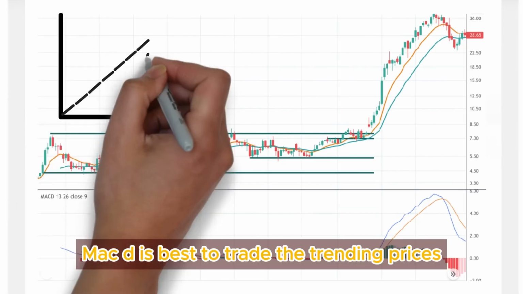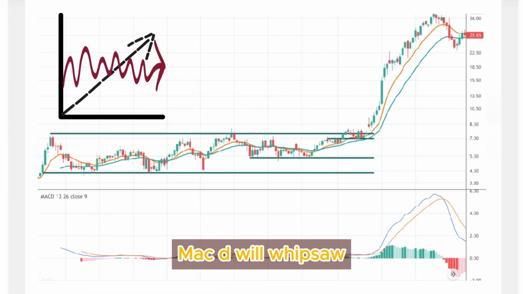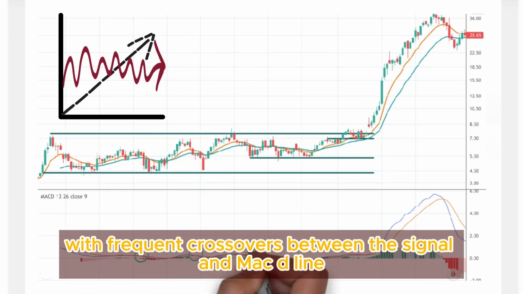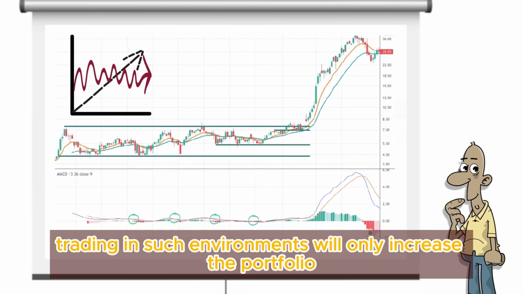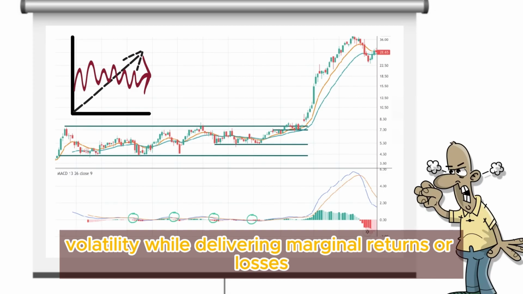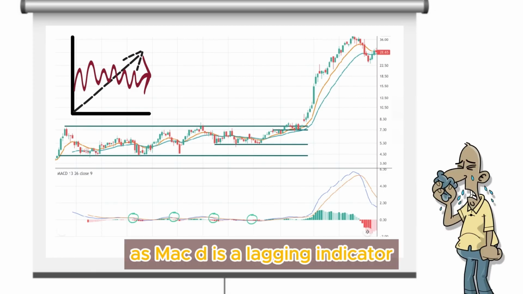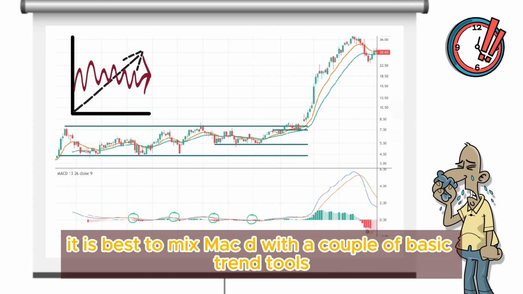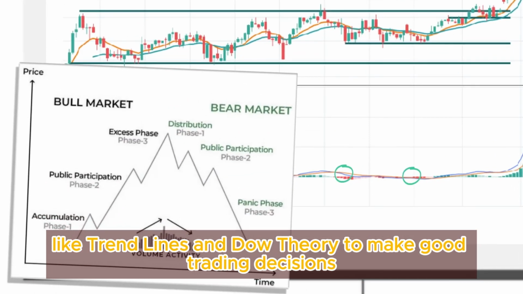MACD is best to trade the trending prices. In choppy and volatile markets, MACD will whipsaw, with frequent crossovers between the signal and MACD line. Trading in such environments will only increase the portfolio volatility while delivering marginal returns or losses. As MACD is a lagging indicator, it is best to mix MACD with a couple of basic trend tools like trend lines and Dow theory to make good trading decisions.